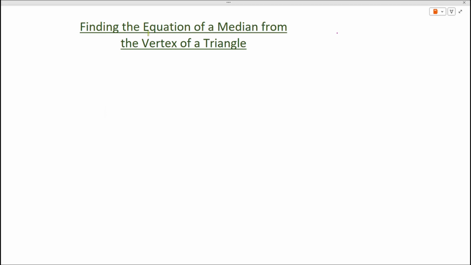Hello, in this video, we'll understand how to find the equation of a median from the given vertex of a triangle. So first, let us look into what a median is. If we have a triangle with the vertices A, B, and C, and we have to draw a median from vertex A, then we'll find the midpoint of BC.